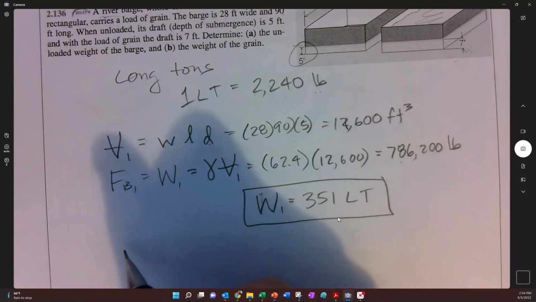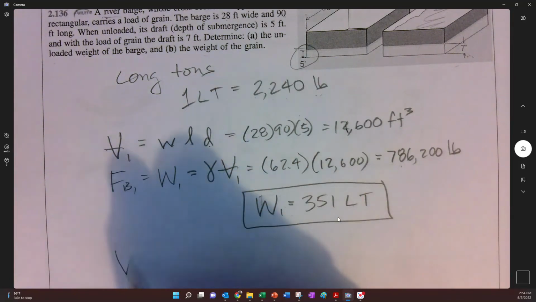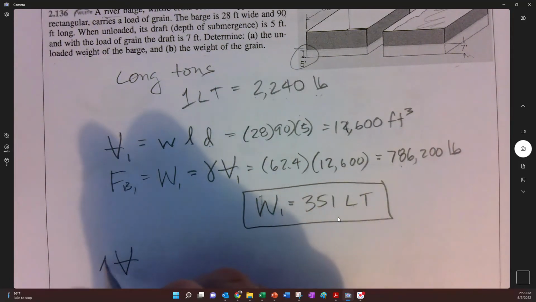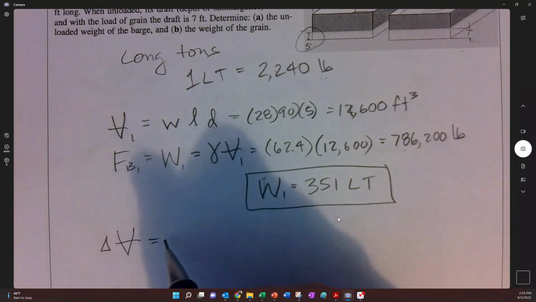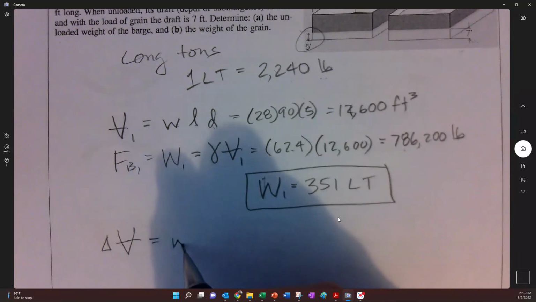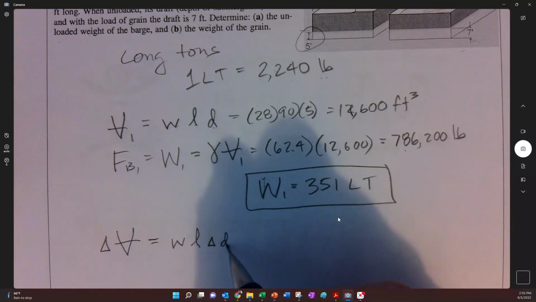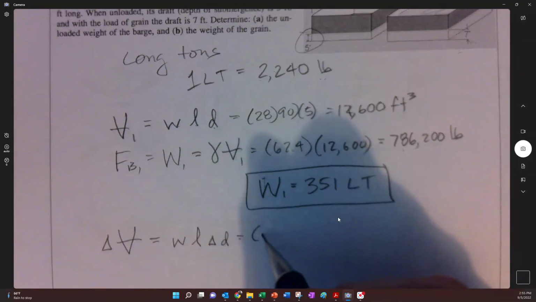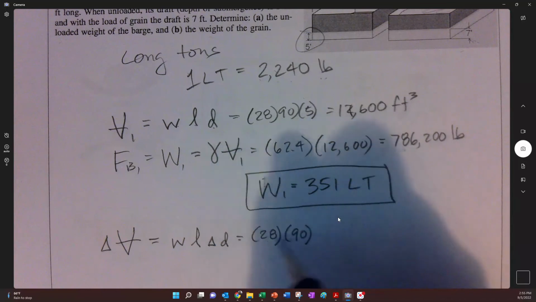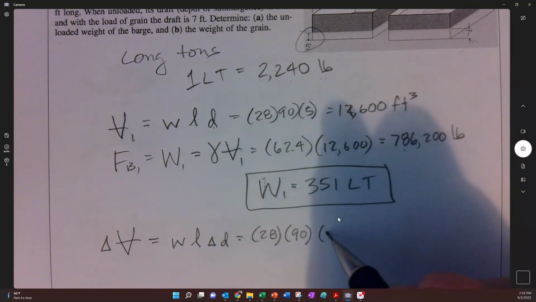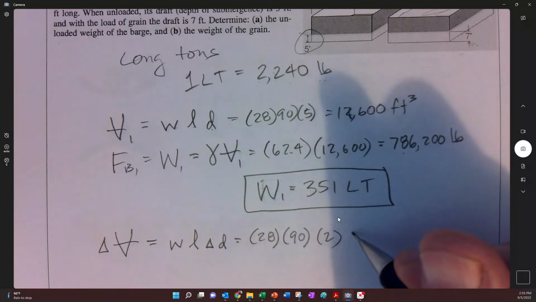So now we want to find out what the grain weighs, right? Well, we're going to have the volume. We might want to go the displacement, right? The displaced volume right there, the change. So delta V is going to be once again the width times the length, and then times the change in depth, right? So 2,520, that's the area, and now we have the depth change, which is just 2 feet, because it went from 5 to 7.